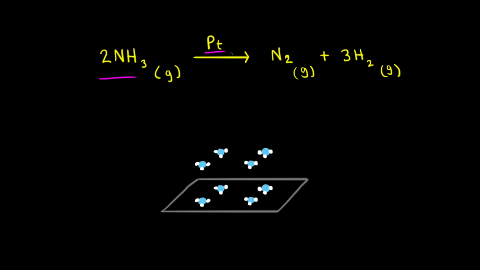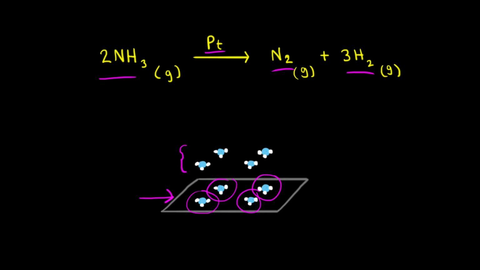As an example of a zero-order reaction, let's look at the decomposition of ammonia on a hot platinum surface to form nitrogen gas and hydrogen gas. In our diagram, we have 4 ammonia molecules on the surface of our platinum catalyst, and then we have another 4 that are above the surface of the catalyst. Only the ammonia molecules on the surface of the catalyst can react and turn into nitrogen and hydrogen.